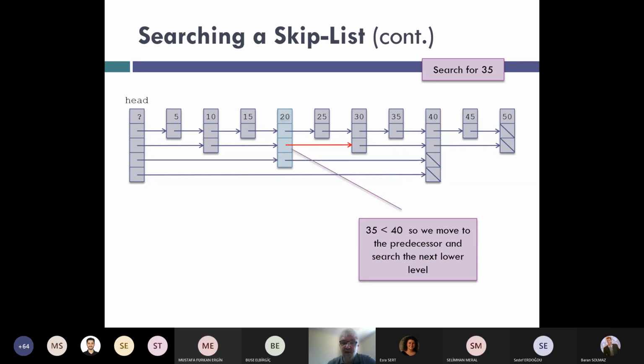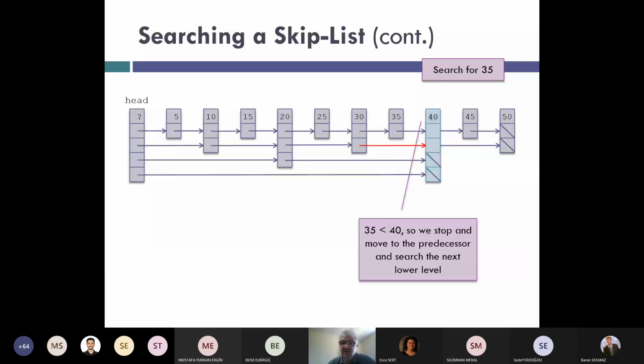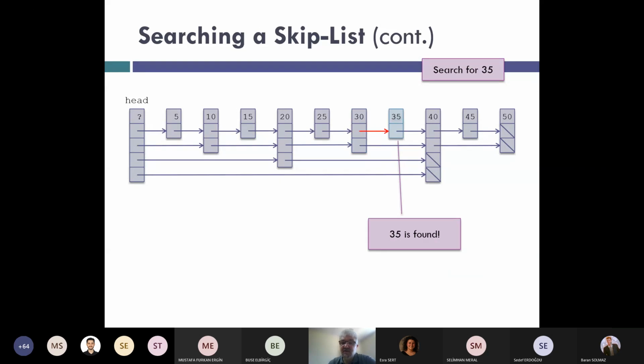So we go back to 20 and one level down to the level 2 linked list and continue. 35 is greater, so we continue. 30 is less than 35, so we continue. 40 is more than 35, so we have only this place left. So we go back to 30 and one level down. We follow this link and we found 35.